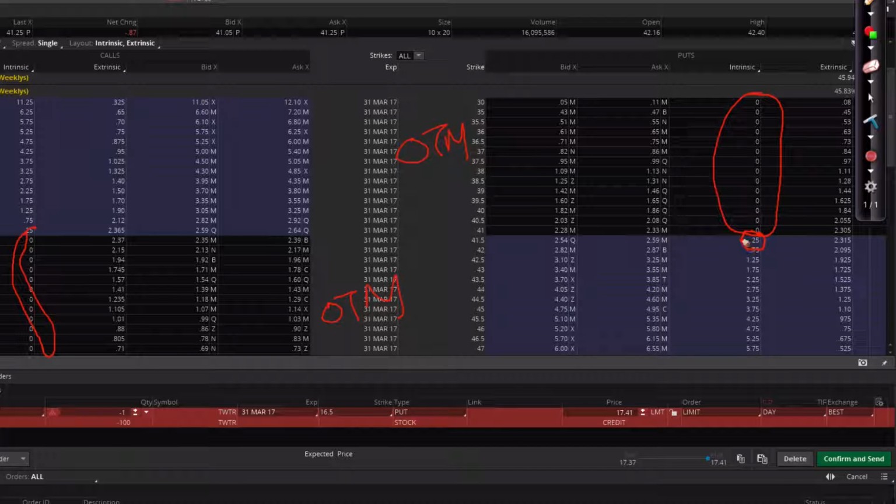So let's see, the stock is selling right here. The last price it sold for was $42.21. This $41.50 strike has 25 cents of intrinsic value. Makes sense, right? Because if I owned that contract, I would be able to sell these shares for 25 cents more than what they're worth. That's the intrinsic value. The reverse is true on the call side.